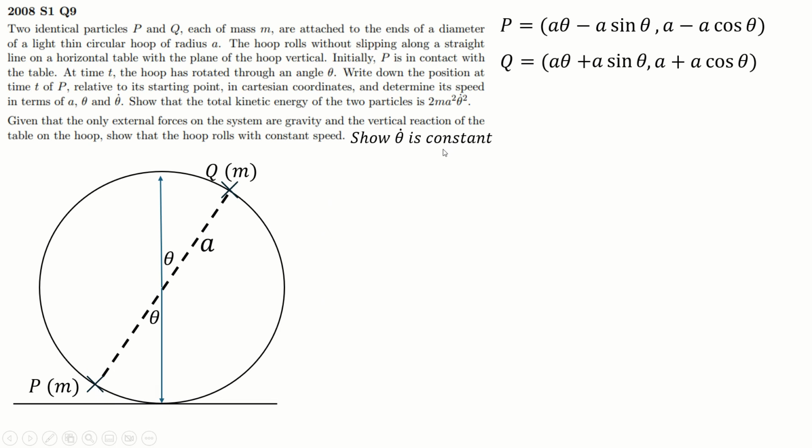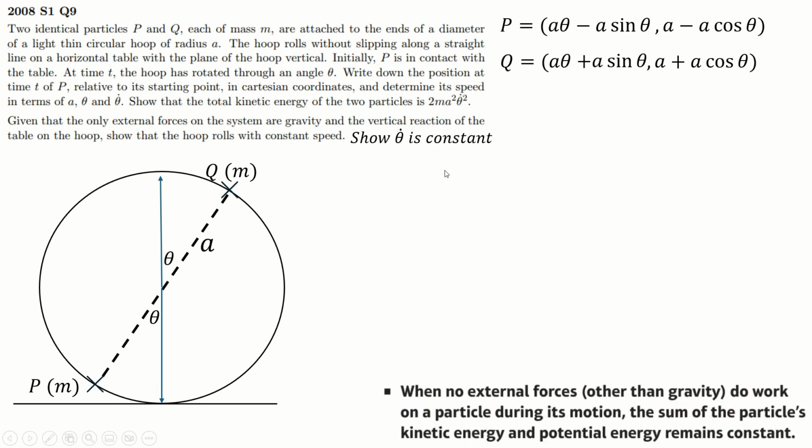So we're showing that theta dot is constant. There's a very useful thing in the book that I found. When no external forces other than gravity do work on a particle during its motion, the sum of the kinetic and potential energy remains constant. That was very useful for this question, and that just came out of the textbook. Now, the fact that there's a reaction force doesn't matter again. That just has to exist. It always does. And it's also perpendicular to where the thing is moving anyway, so it wouldn't be part of this equation anyway. But what I can just say is that the kinetic energy plus the gravitational potential energy is just constant based on this theory here, which is very useful.